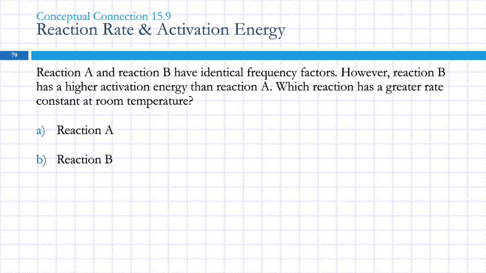Reaction A and reaction B have identical frequency factors, but reaction B has a higher activation energy. Which reaction has a greater rate constant at room temperature? Yeah. The higher the activation energy, the slower the rate, and rate constants are proportional. So A.